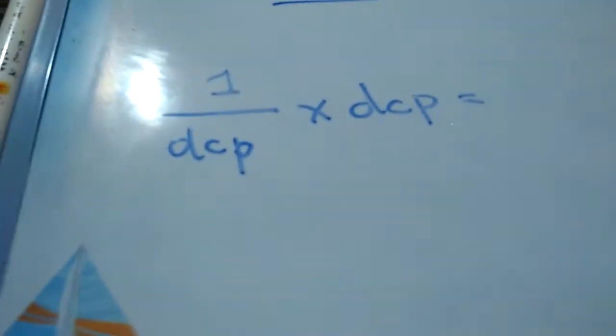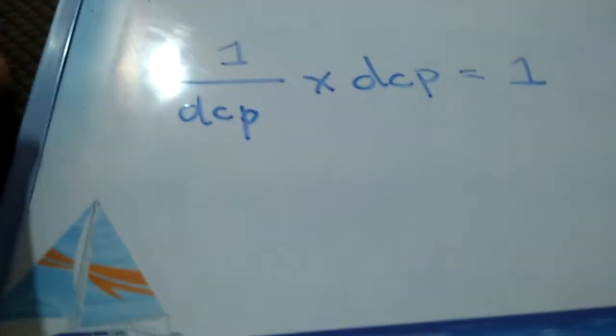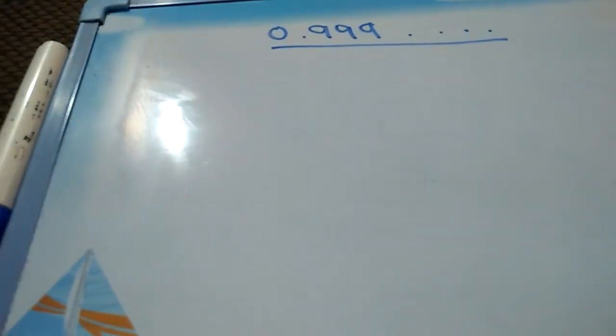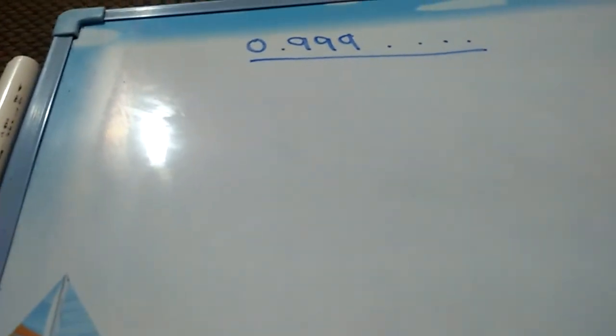So 1 divided by DCP times the DCP itself gives you 1. So suppose my DCP will be 7. DCP means dividing cyclic primes. So let's check 7. So 1 divided by 7, that's 0.142857 times 7, that's 1.